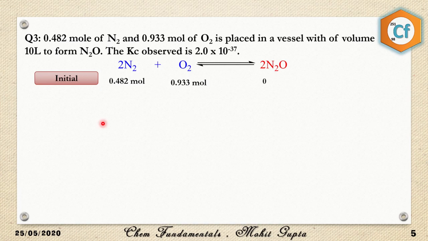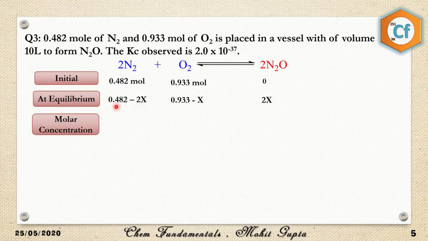This is the equation. Initially the number of moles is 0.482 moles and 0.933 moles, and initially the product would be present in zero concentration, and the number of moles would also be 0. Point to be noted here, I haven't written the molarity here, I have written the number of moles here. At the end I'll convert it into the molarity just for my convenience. So at equilibrium it would be 2x, I have to subtract x, and I have to subtract 2x since the stoichiometry is 2 and 1 here.